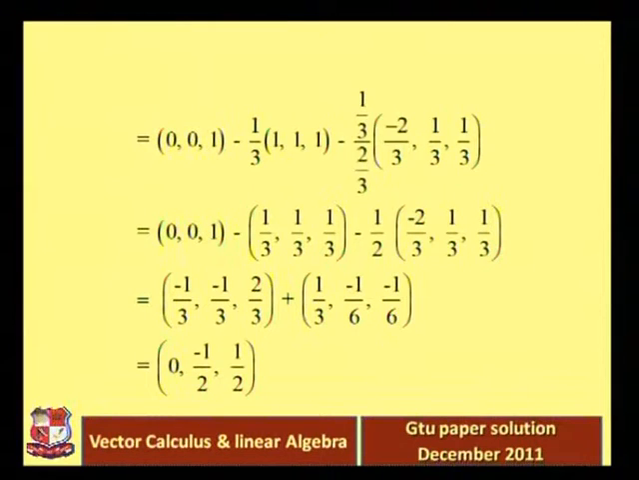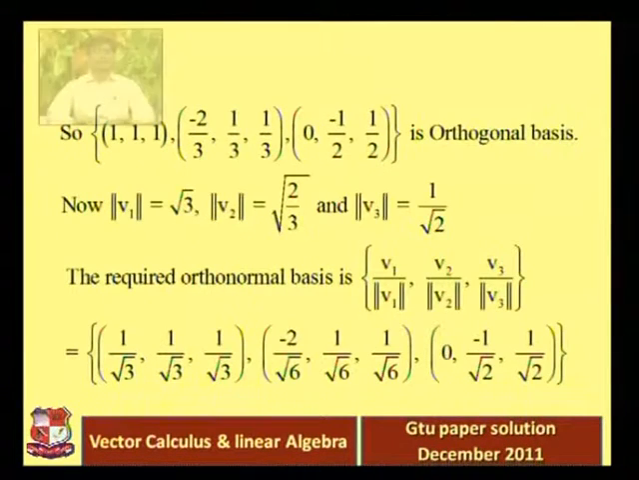So this v1, v2, v3 are orthogonal vectors. This v1 (1 1 1), (minus 2 by 3, 1 by 3, 1 by 3) and (0, minus 1 by 2, 1 by 2) is an orthogonal basis. Now we actually want to find an orthonormal basis. We convert the given basis into an orthonormal basis.